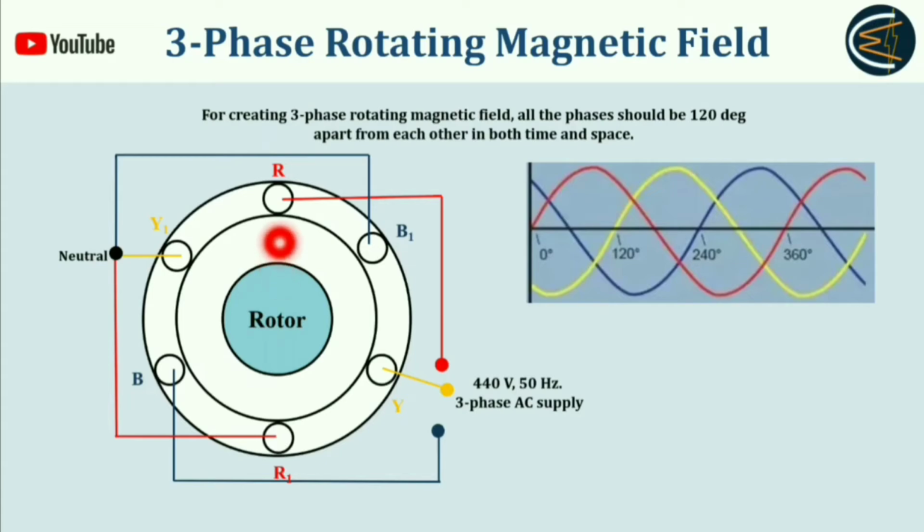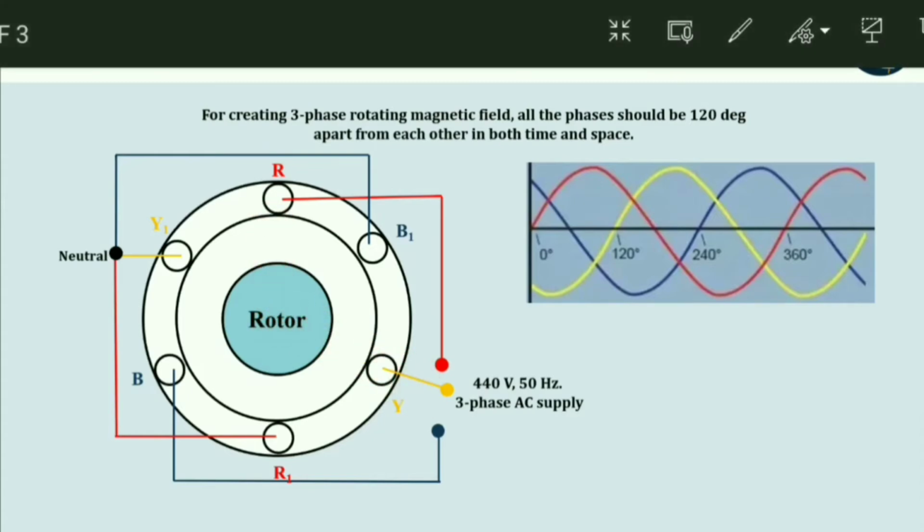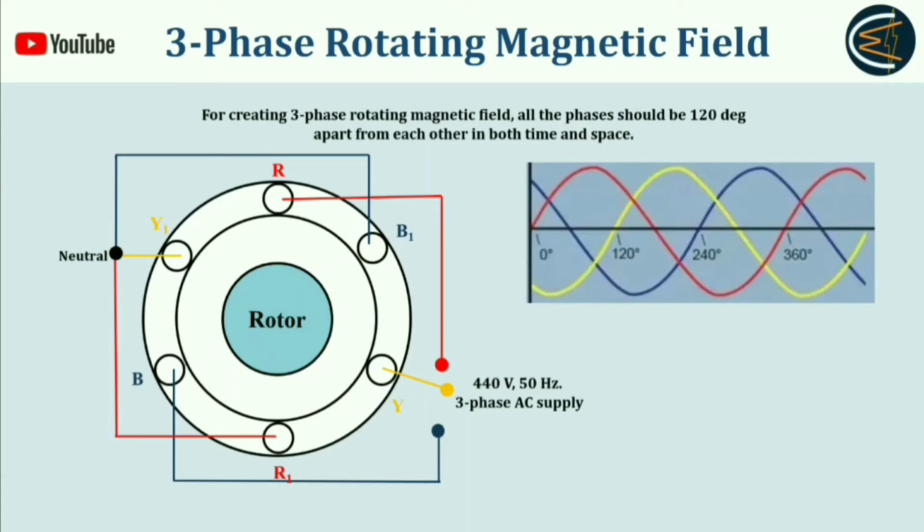And one more thing, as I said, these three phases should be 120 degrees apart in space also. If this is the R phase, here is the Y phase, and as you can see, the R phase and Y phase make a 120 degree angle in space. And this is the B phase, so they are actually making 120 degrees with each other, and this is in space.